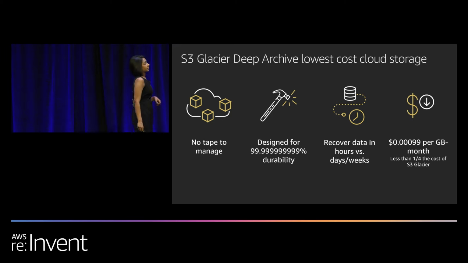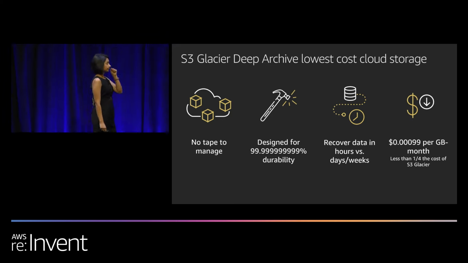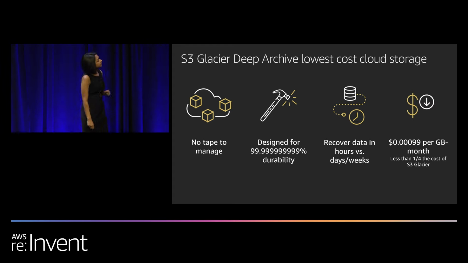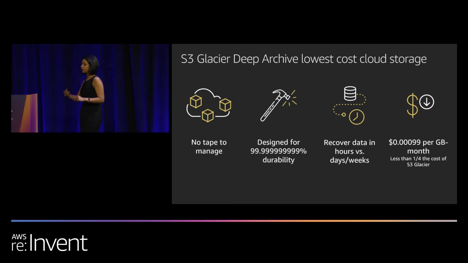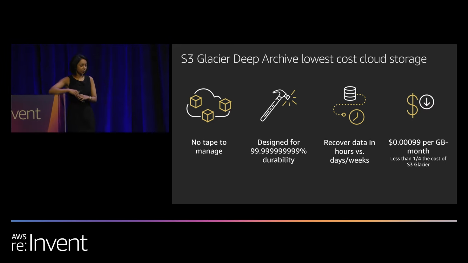The last storage class I'll talk about here in a bit of detail is Glacier Deep Archive. Glacier Deep Archive is the lowest cost cloud storage class available out there. It's something that we heard a lot of feedback from customers about and came up with this year. A lot of customers told us that they don't really want to manage tape. It's expensive. It's very operationally expensive.